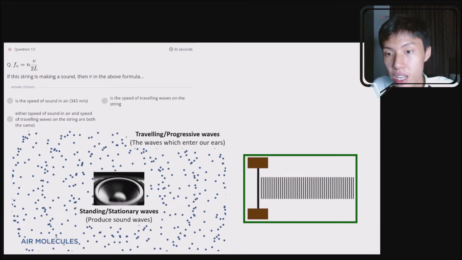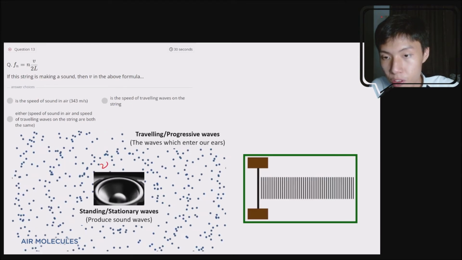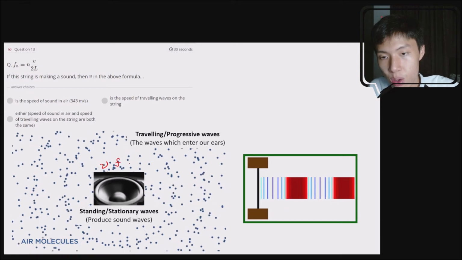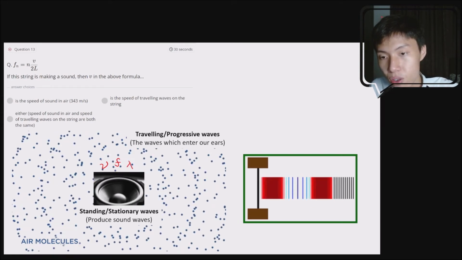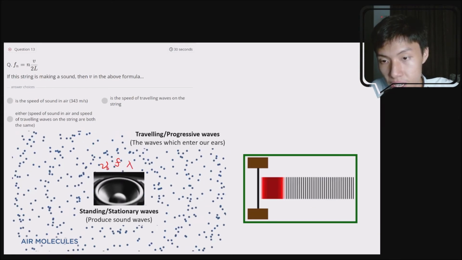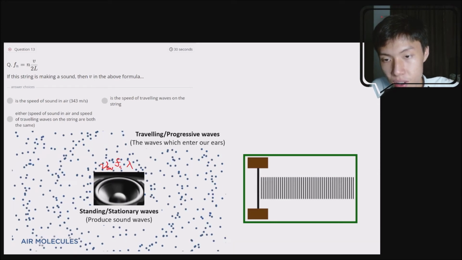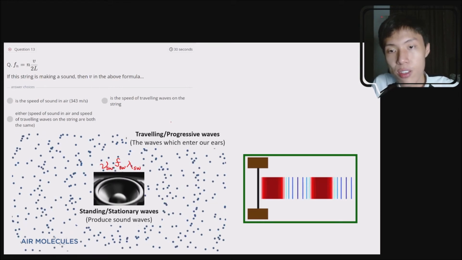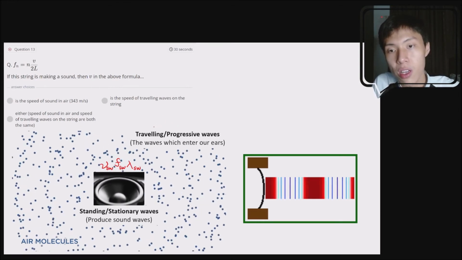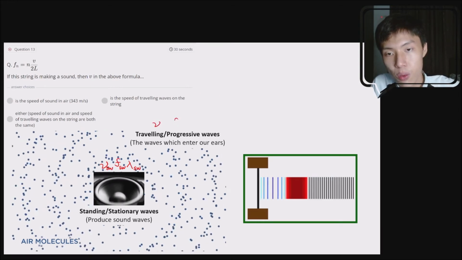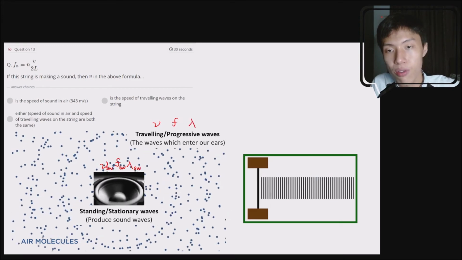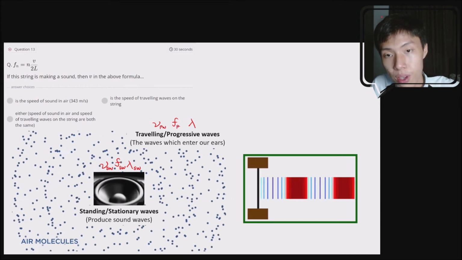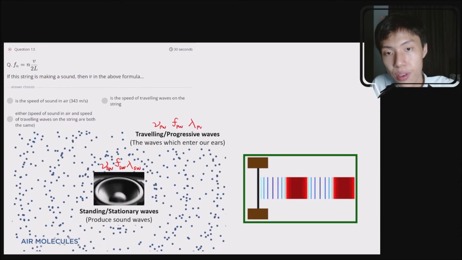Let's use red color. Here you definitely have your own wave speed, your own frequency, and your own lambda. So this is your standing wave speed, this is your standing wave frequency, and this is your standing wave wavelength. Of course, for the traveling wave that is moving out, you have your V, your wave speed, your frequency, and your wavelength. So this one is for the progressive wave.